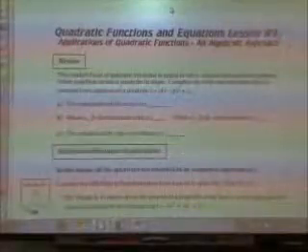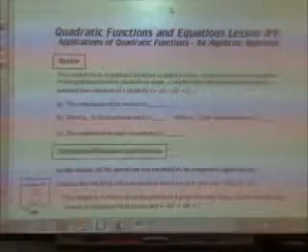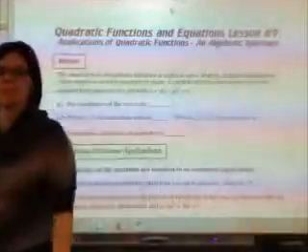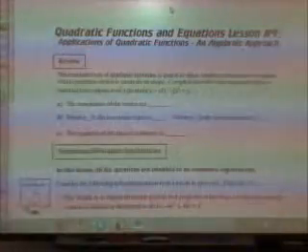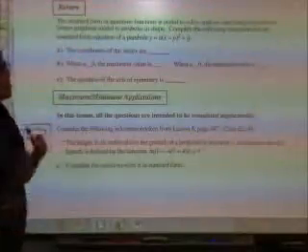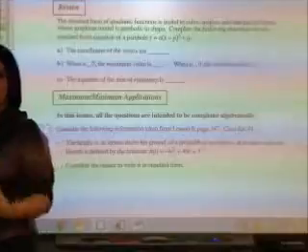Lesson number 9 looks at taking an algebraic approach to these types of questions. So how would you solve these without graphing them? The key to solving these is looking at the standard form of the quadratic function. That's y equals a times (x minus p) squared plus q.